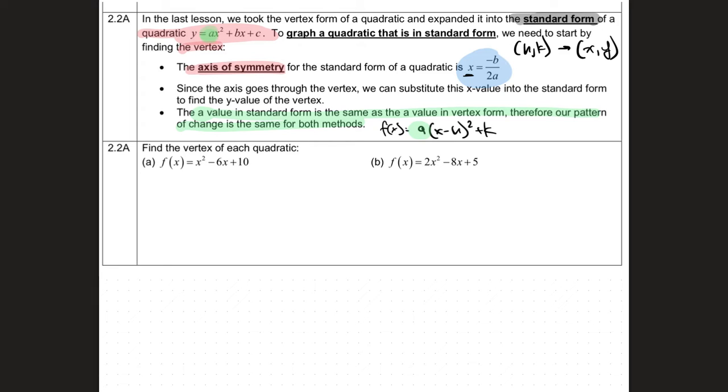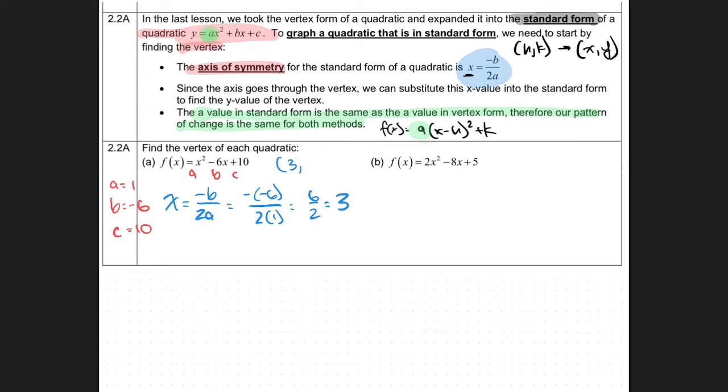First thing I'm going to do is label a, b, and c. Here, a equals 1, b equals -6, and c equals 10. I'm going to use the fact that the x-coordinate of my vertex is the opposite of b divided by 2 times a. Then I'm just going to replace these letters with what they actually are. I'm going to substitute. So I have negative b divided by 2 times a. That's 6 over 2. So that means the x-coordinate of my vertex is 3.